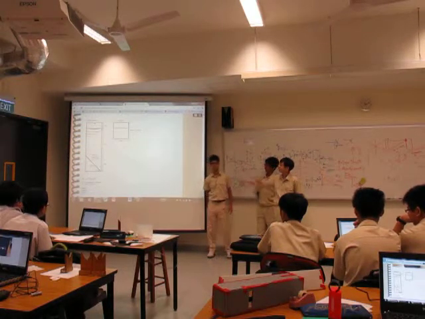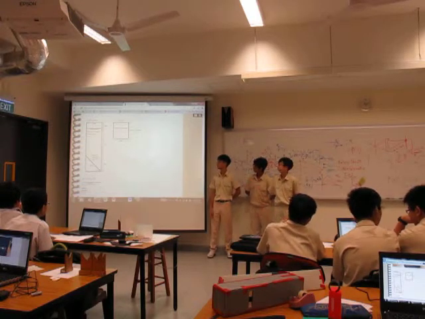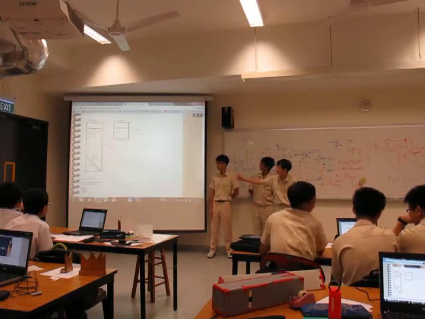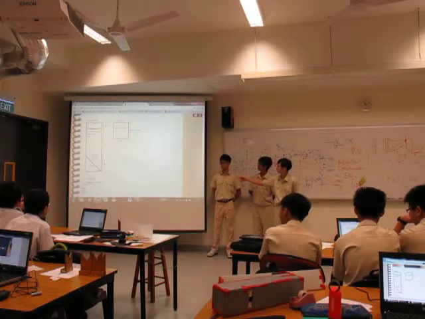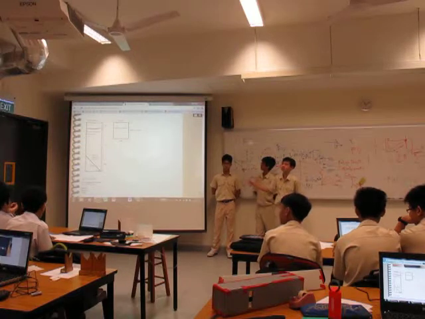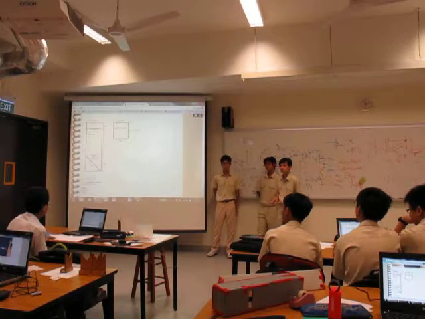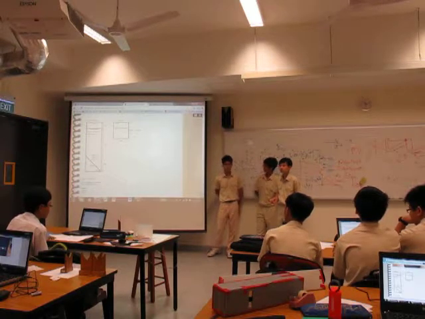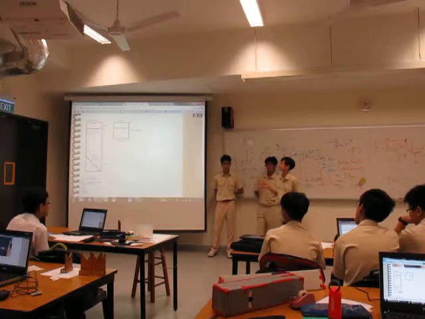So the diameter of the pinhole is based on the equation, which is the square root of the wavelength of light times the length of the pinhole from the screen. Can you explain the equation? Don't just read it off. What does this even describe? What is D? D is the optimal diameter of the pinhole.